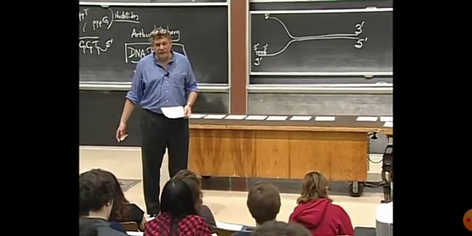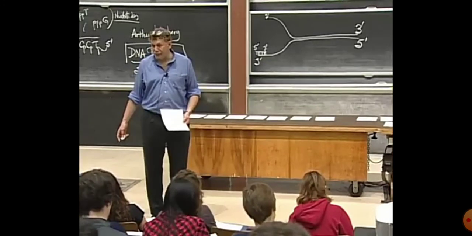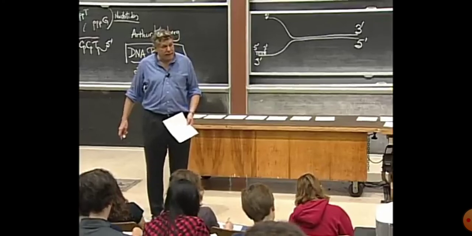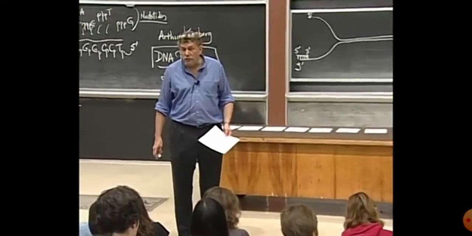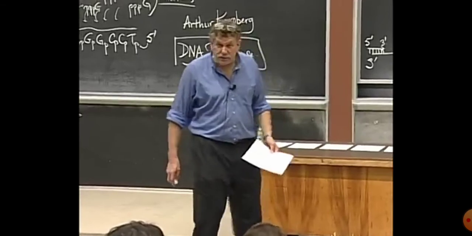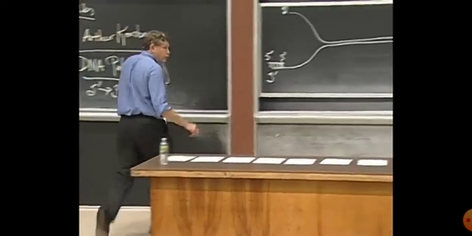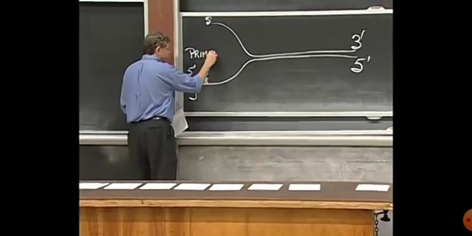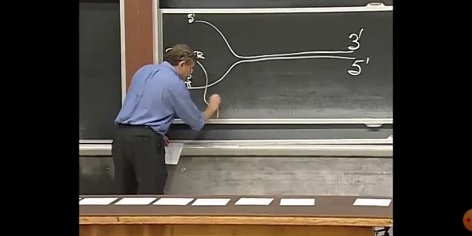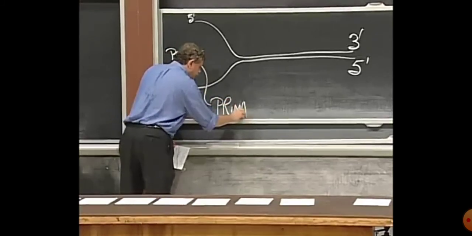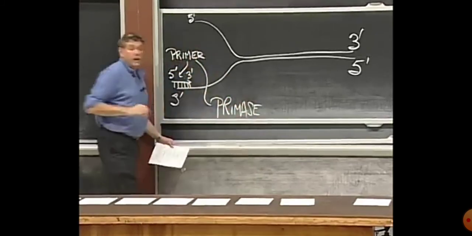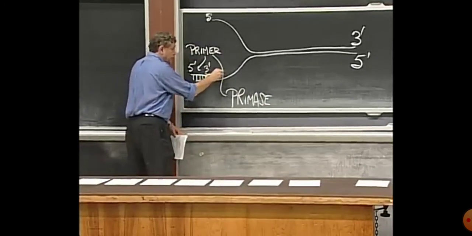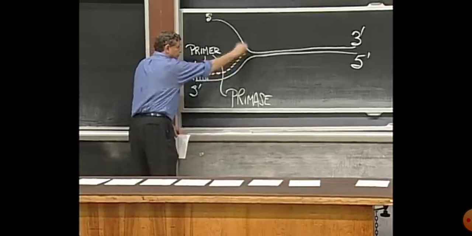It turns out there is an enzyme specially devoted to making those primers. Kornberg didn't know it, but there's an enzyme. And by coincidence, it is called primase. Exactly. Primase makes the primer. So you need a primer here, and the primer is made by primase. Once primase makes a primer, polymerase can chug along and do it just fine.